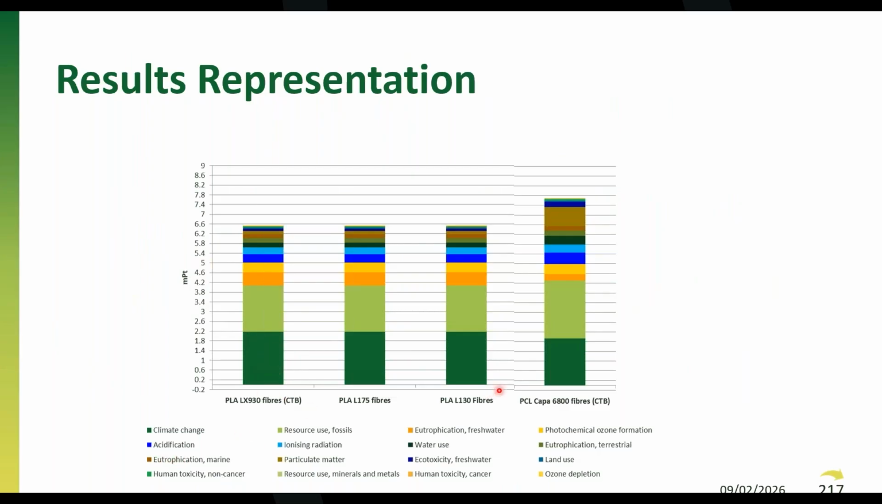As you can see, the three PLAs that were used are quite similar in terms of impact, while the PCL has a higher impact. And this impact is higher mostly across all categories, slightly lesser on climate change. So in our case, we focused on climate change as an environmental factor, but also on resource use fossil. And the last thing that we looked at was the use of energy.